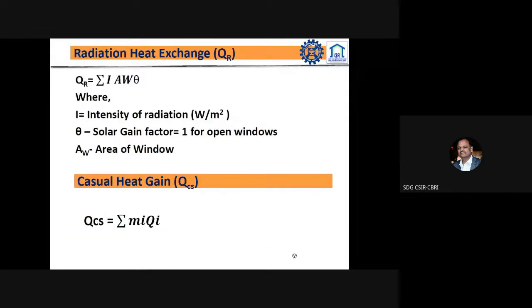The third one, apart from convection, is radiation. The radiation through the opaque body depends on I, the intensity of solar radiation, AW, the window area, and theta, the solar gain factor. If your windows are wholly open, you can consider one as that factor. If they are partially open, then the gain factor can be considered accordingly.